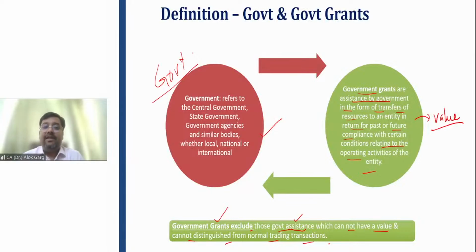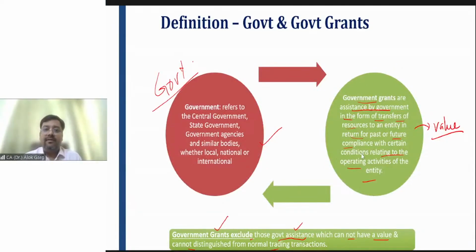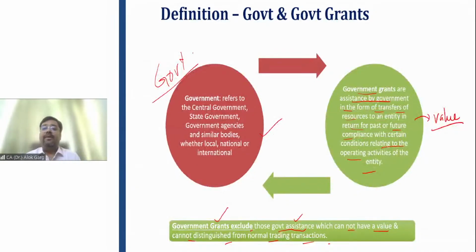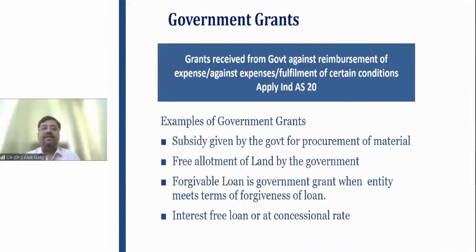We have discussed the meaning of government and government grants. Is that clear? Sriram, I hope you are clear on this. Sriram, Namrata, is that clear? Okay, so government and government grant and government assistance we have discussed.